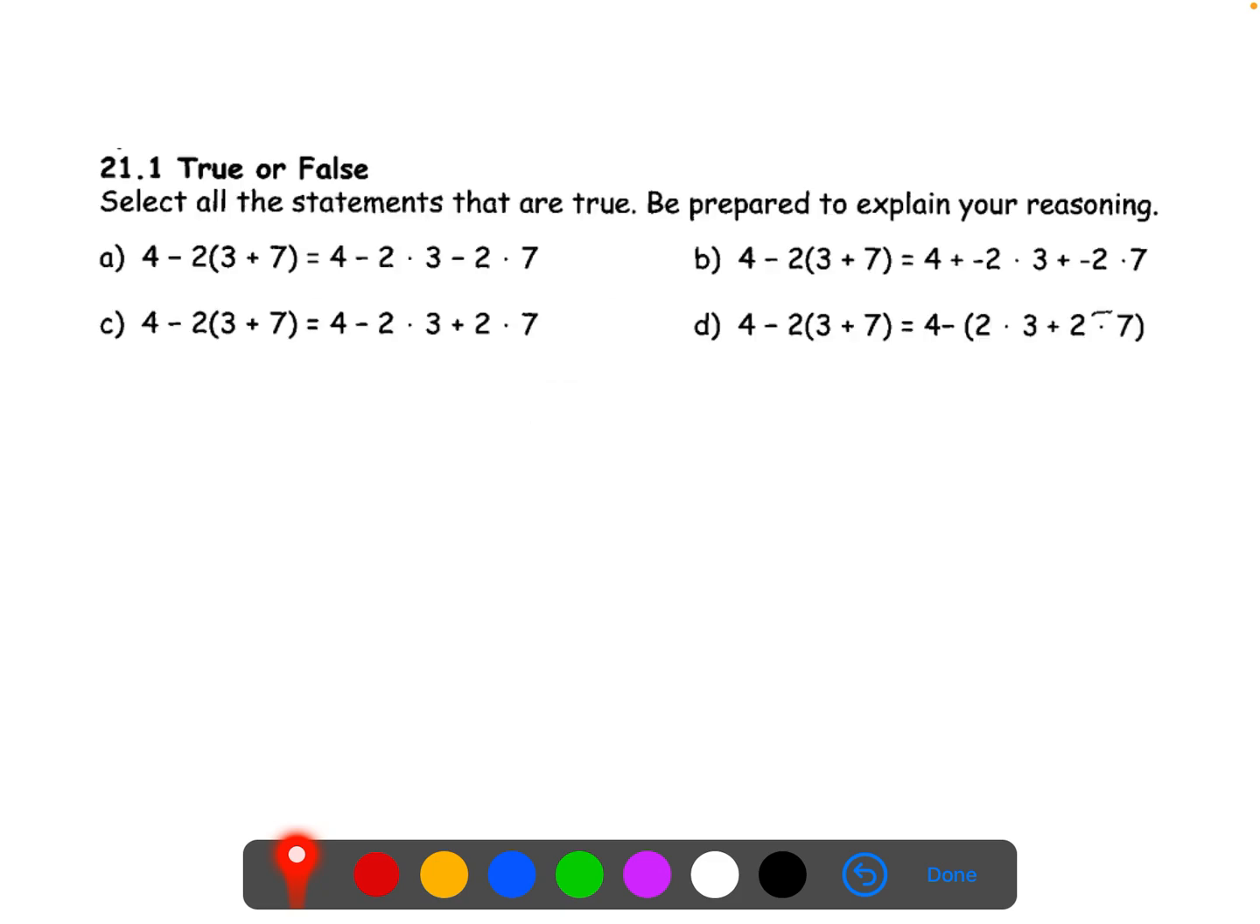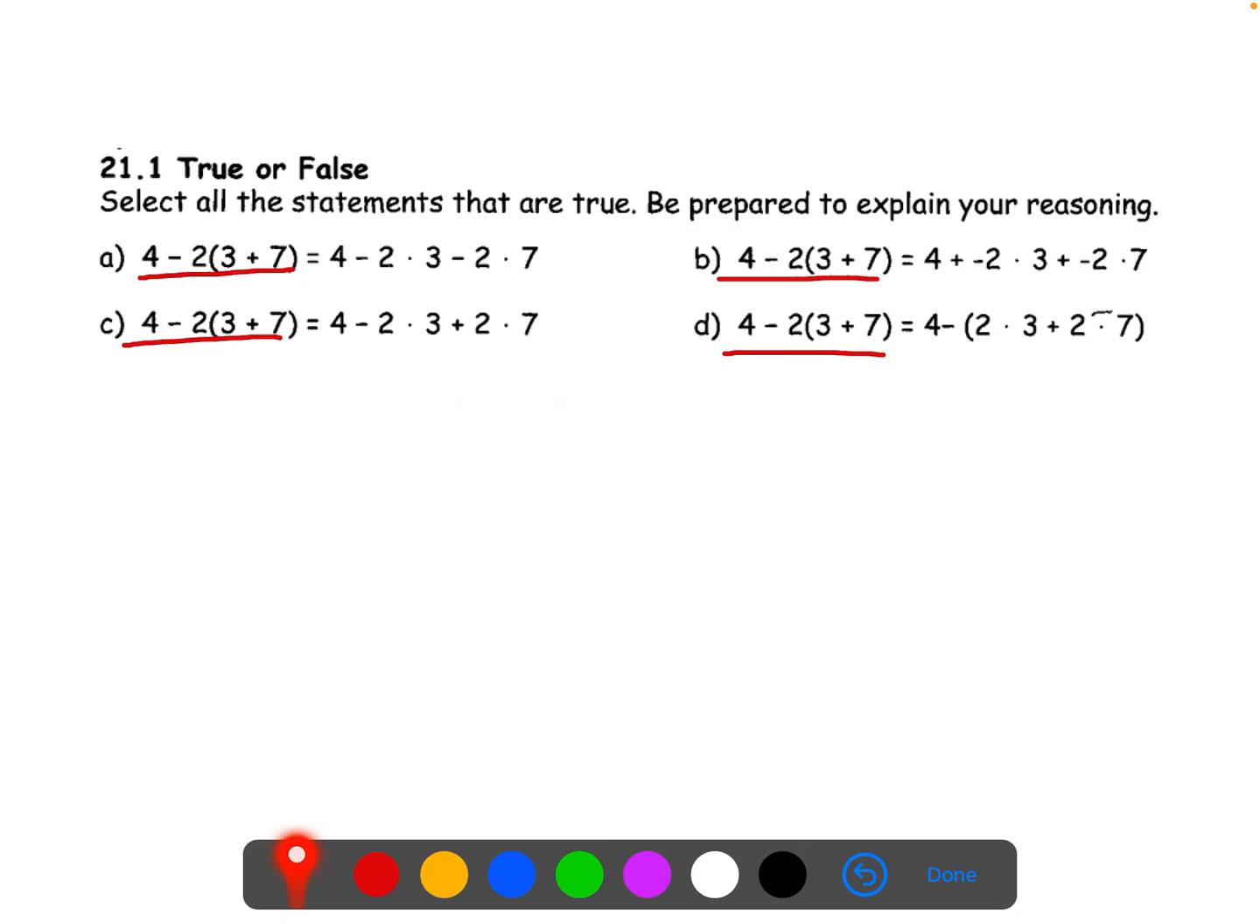For the first one, we have four different equations here. The first part of the equation is the same. It starts off the same. And they're all equal to something different here at the end. It wants us to select all the statements that are true. So would you take a moment, look at these four equations. There's only one that is false. So find that one and then we'll discuss.